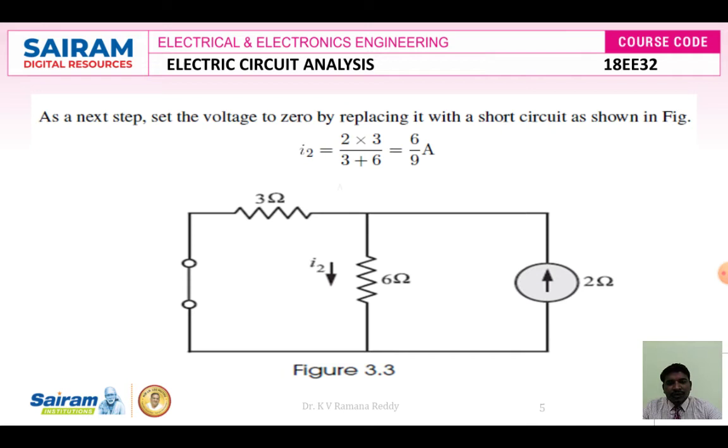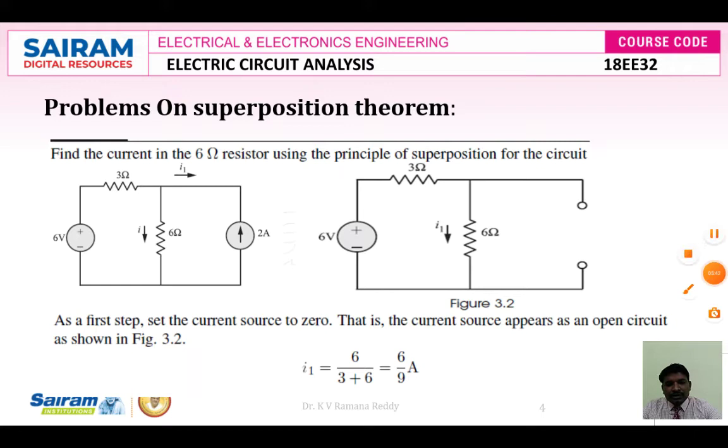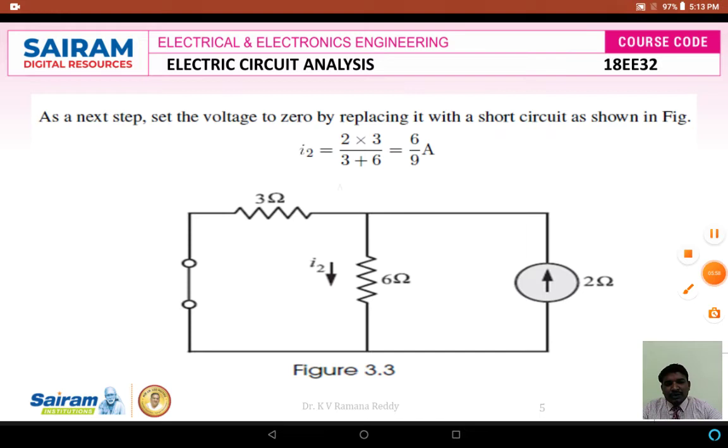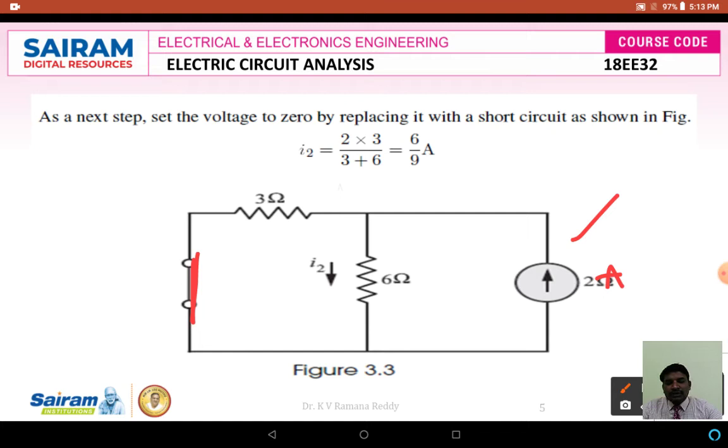The next case is, for the given original circuit, the second case, where I keep the 2 ampere current source in the acting position and the 6 volt voltage source is short circuited by considering its internal resistance. The modified circuit is shown in this figure. According to the principle of superposition theorem, the 2 ampere current source is individually in the acting position, and the 6 volt voltage source is short circuited. Now what is the current flowing through the 6 ohm resistor, that is I2?